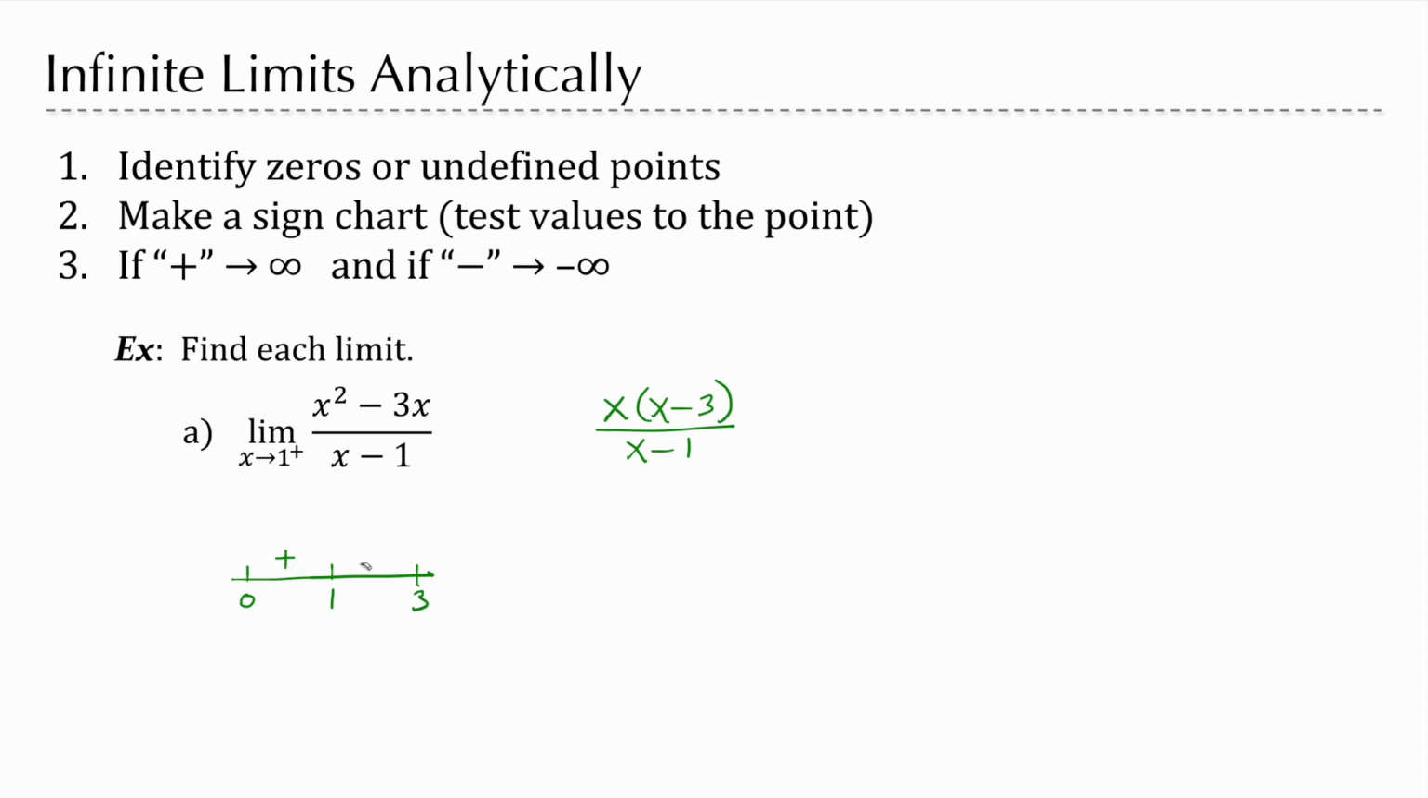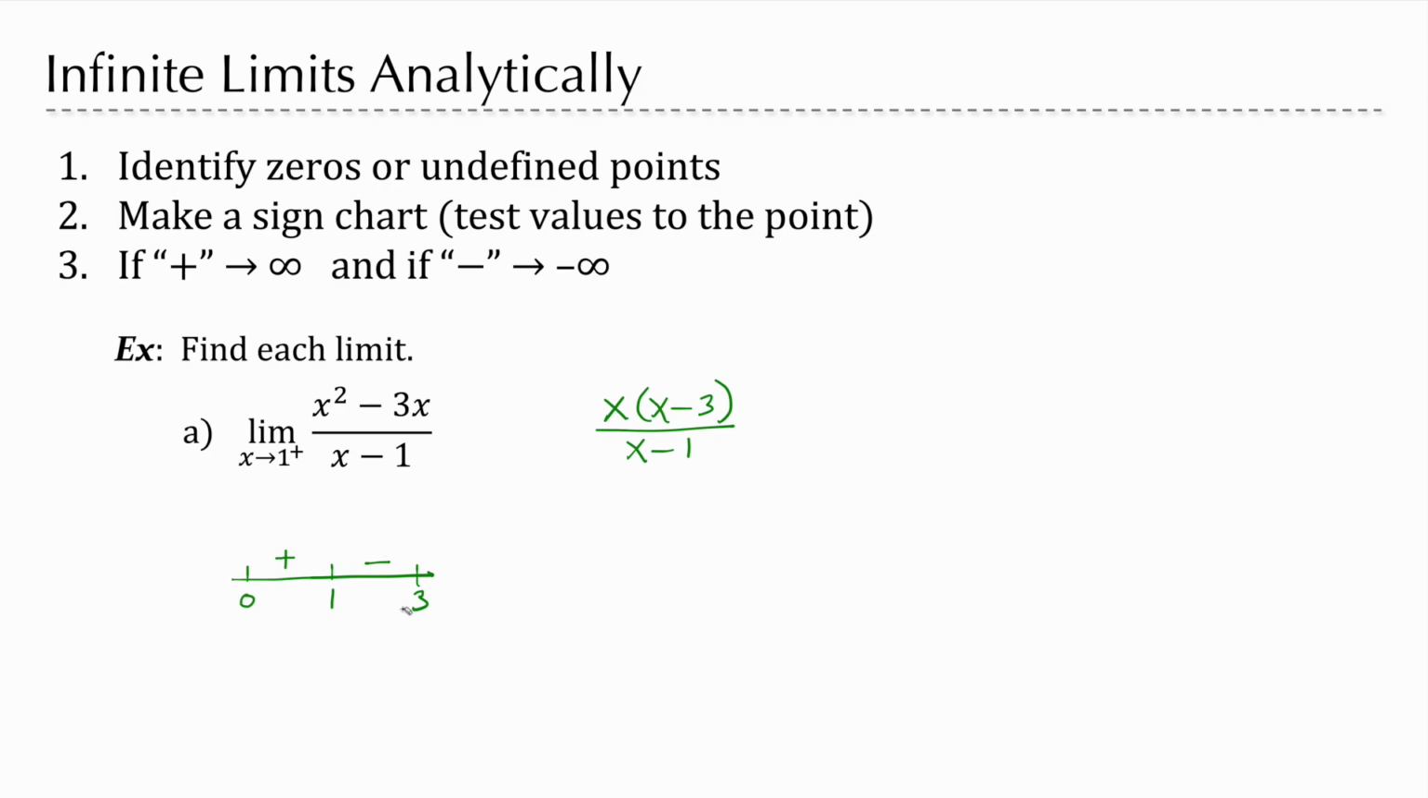Now, on the other side of things, between 1 and 3, obviously we're going to choose some number. I think an easy one would be 2. If I plug 2 into this, I get a positive times a negative expression here divided by a positive. Well, positive times negative divided by positive, that would give you a negative number. So I have a negative there.